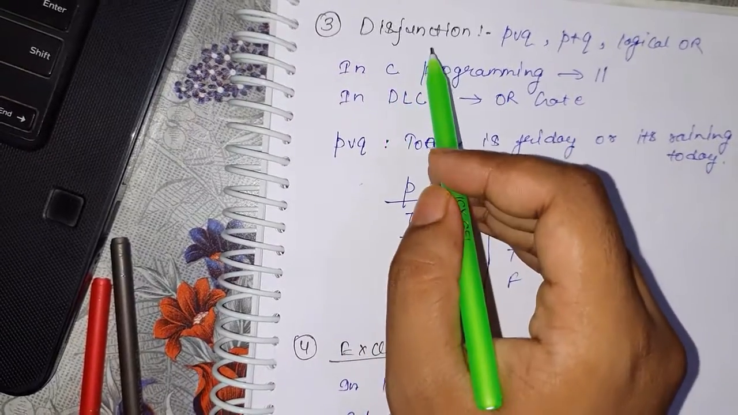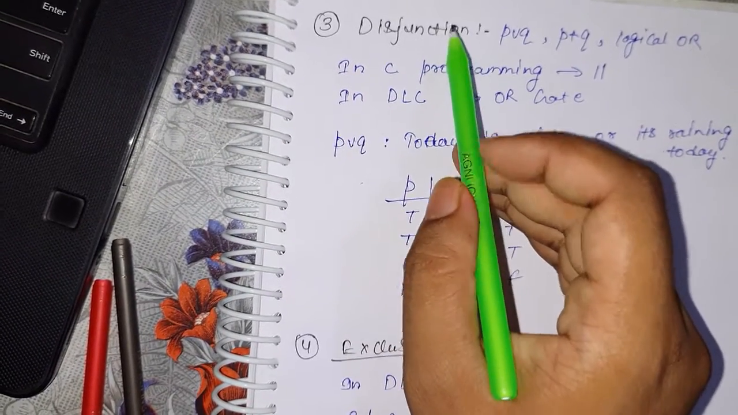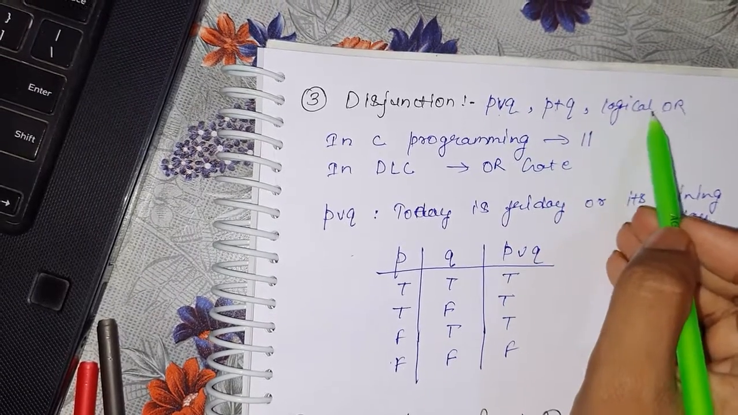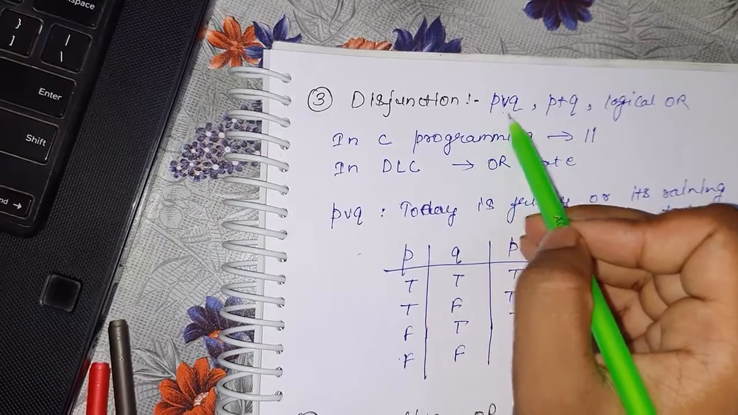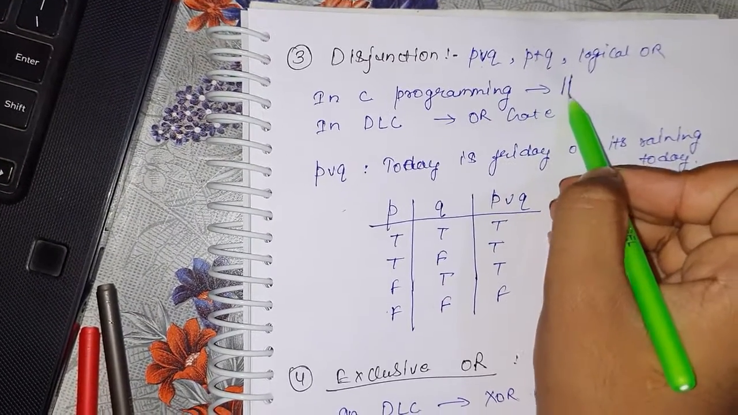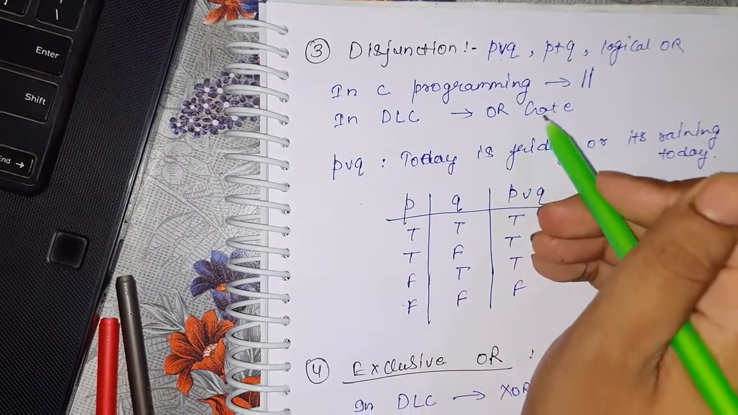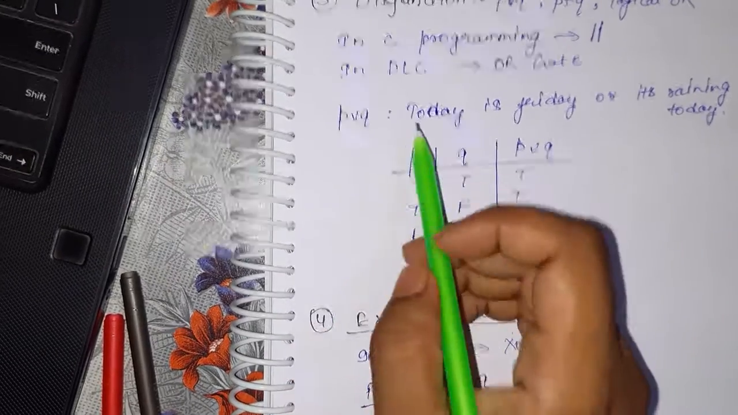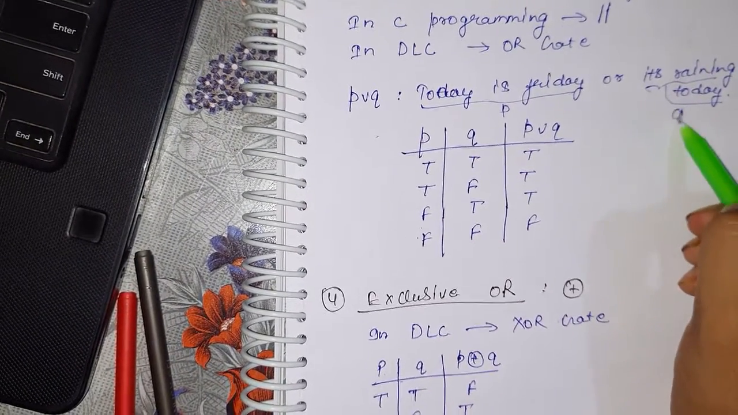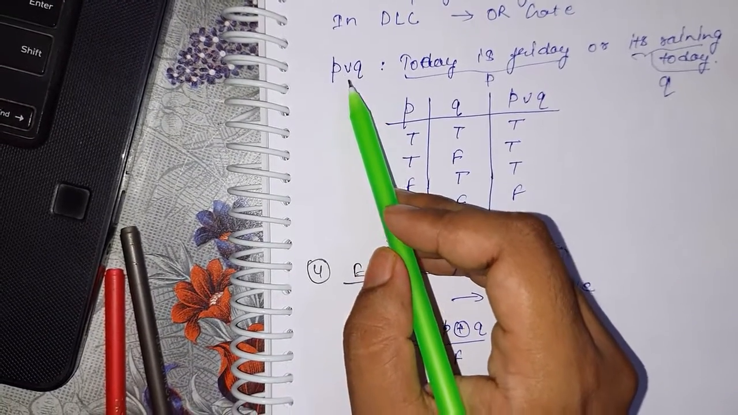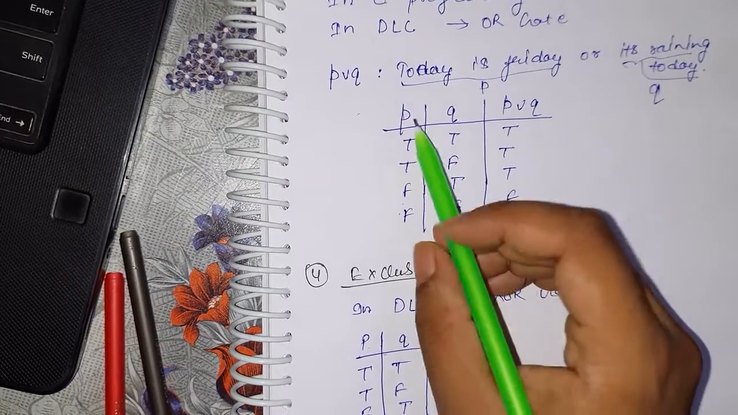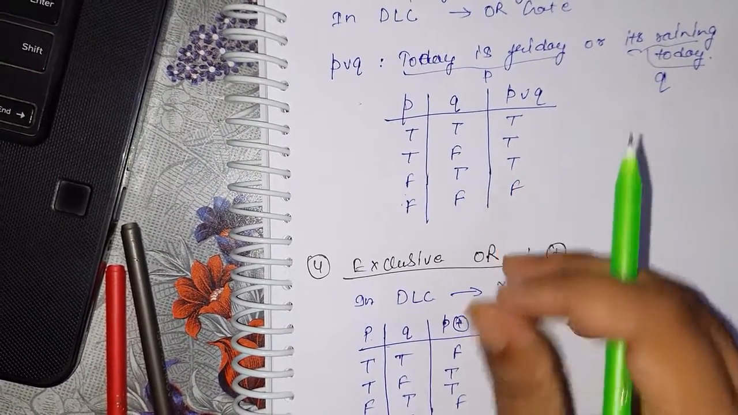Our next operator is the disjunction operator, which can be denoted by the V symbol or the plus symbol or the logical OR symbol. In the C programming language, it is denoted by double bar, and in digital logic circuits we denote it by the OR gate. Let's take an example. In the previous example, this is our P and this is our Q. We can write P disjunction Q as: today is Friday or it's raining today. And this is our truth table for the disjunction operator.